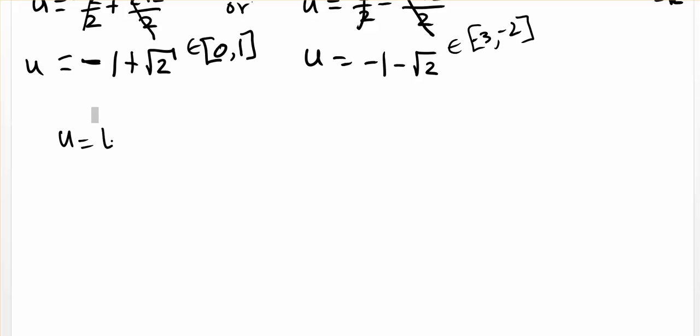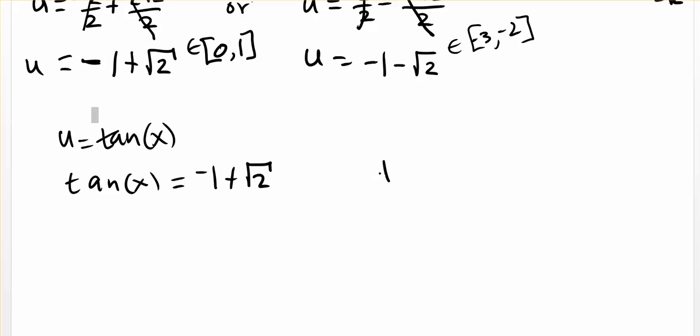U is equal to the tangent of x. So we can replace the tangent of x for both u's, and now we have two trig functions to solve for. We have the tangent of x is equal to negative 1 plus the square root of 2, and we have the tangent of x is equal to negative 1 minus the square root of 2.